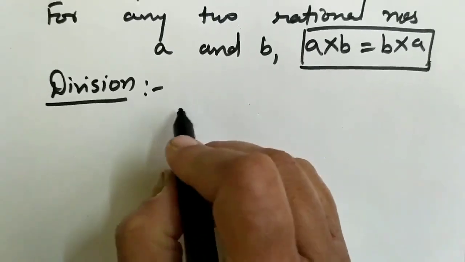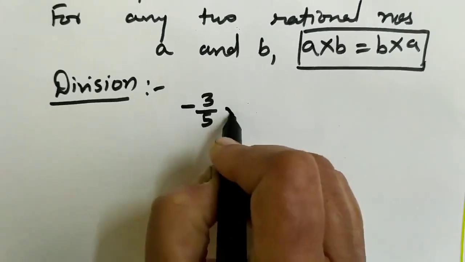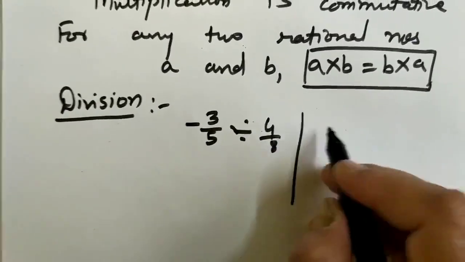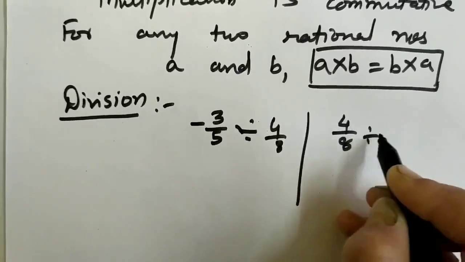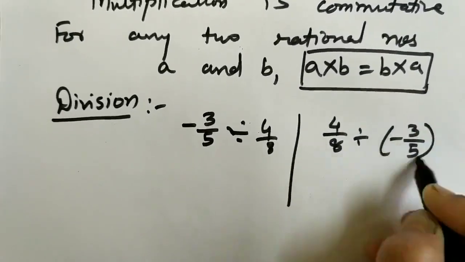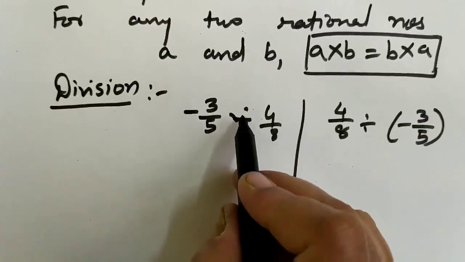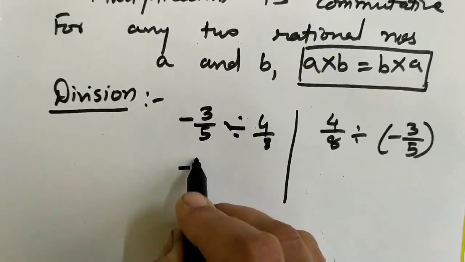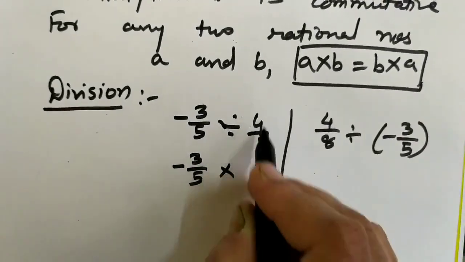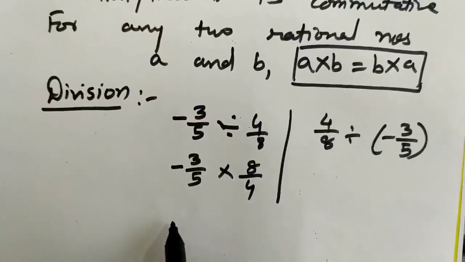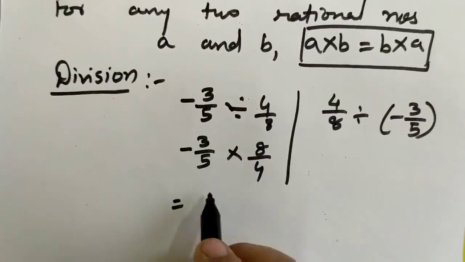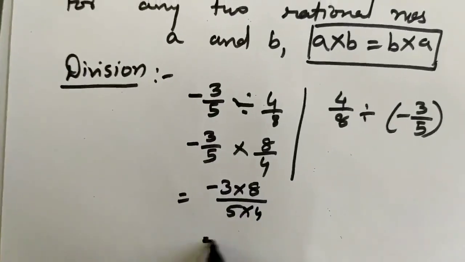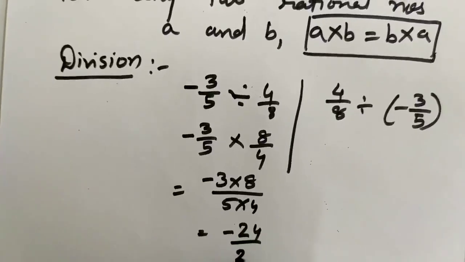We will take any two rational numbers, say minus 3 upon 5 divided by 4 upon 8. Interchanging the numbers, it will be 4 upon 8 divided by minus 3 upon 5. Here, to solve this sum, we have to convert the division sign into multiplication and then invert the second fraction. So, minus 3 upon 5 multiplied by 8 upon 4 is equal to numerator multiplied by numerator, minus 3 into 8 upon 5 into 4, equal to minus 24 upon 20.